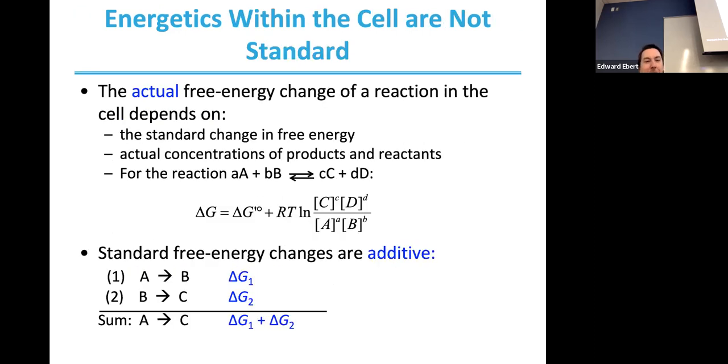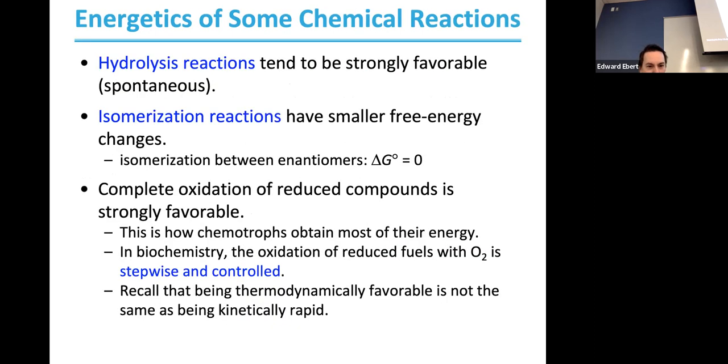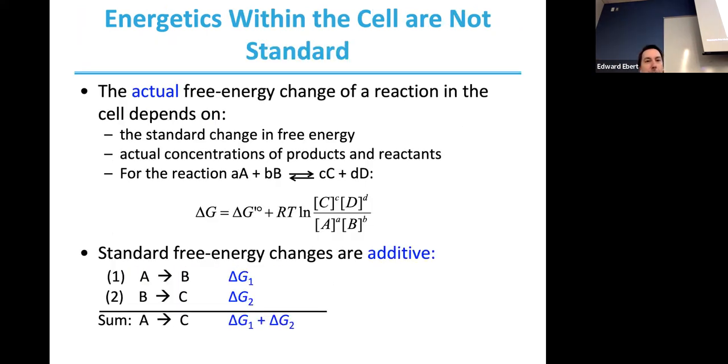Okay. Oh, and again, there is an important point down here at the bottom. Being thermodynamically favorable is not the same thing as being fast. Some reactions might be very favorable, but if they have a high activation energy, they're going to proceed very slowly, which is why, again, we can use our enzymes to help facilitate the speed of that reaction.